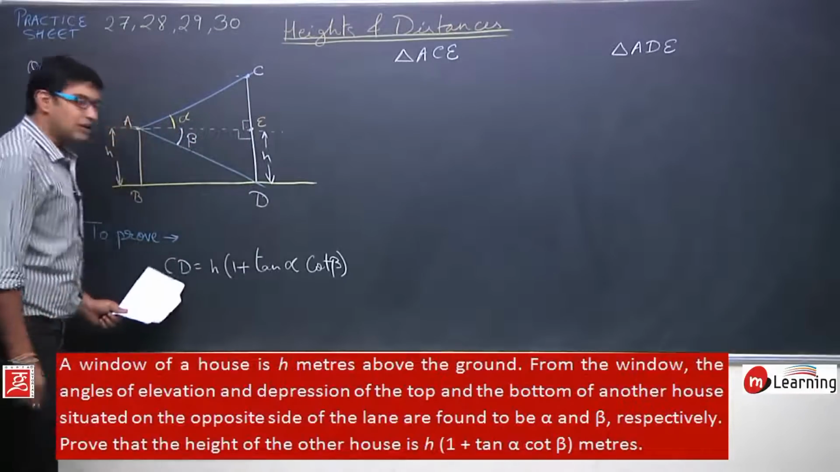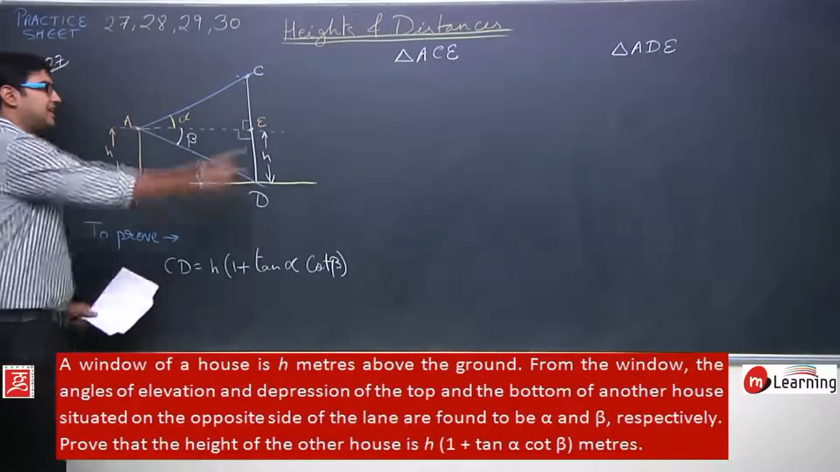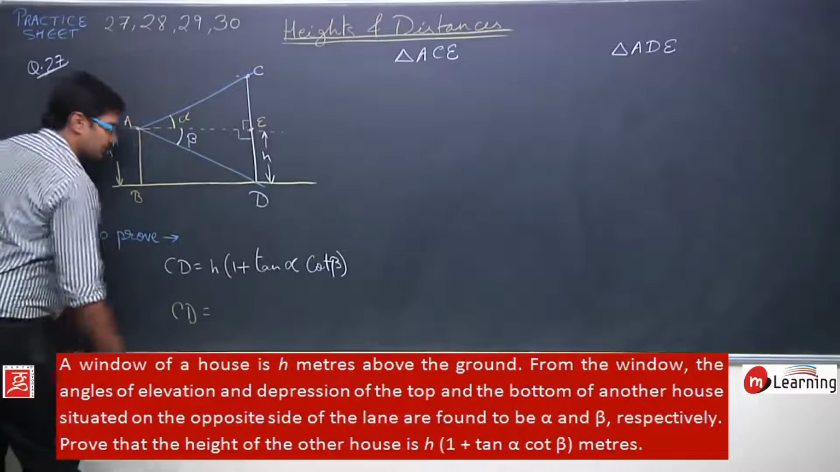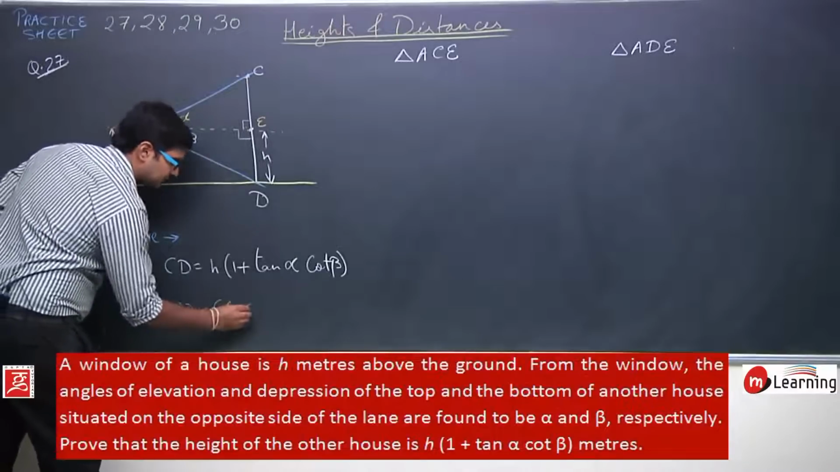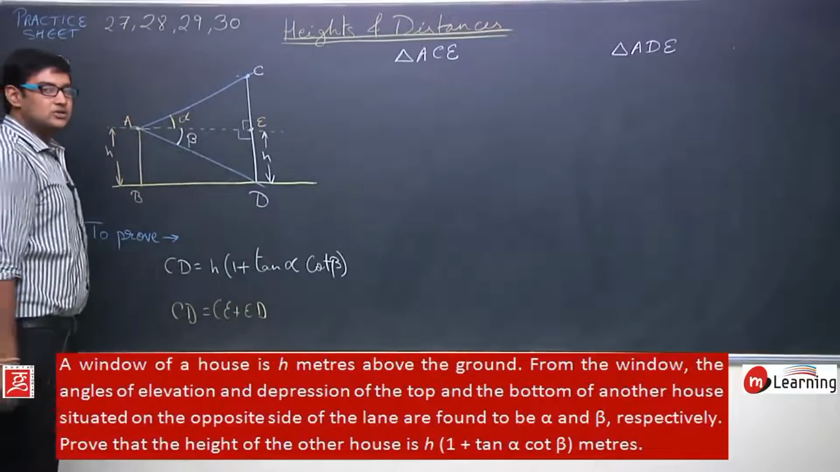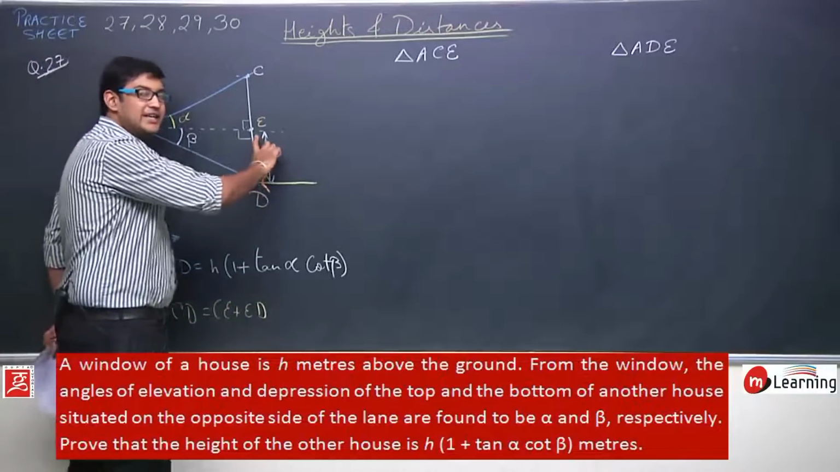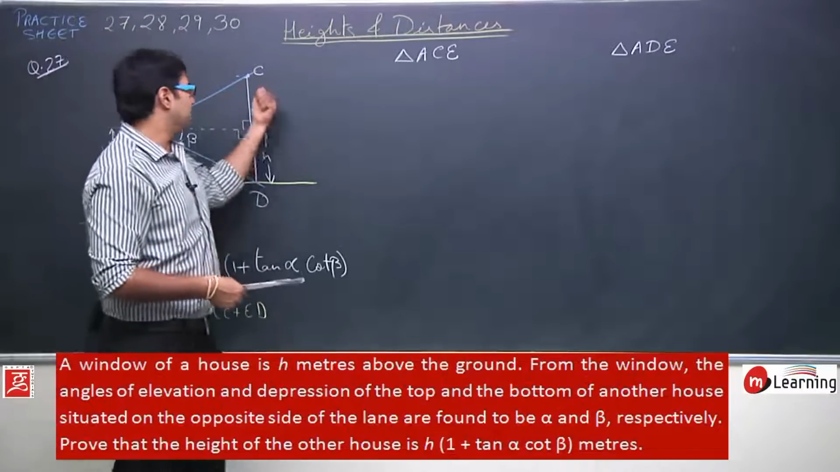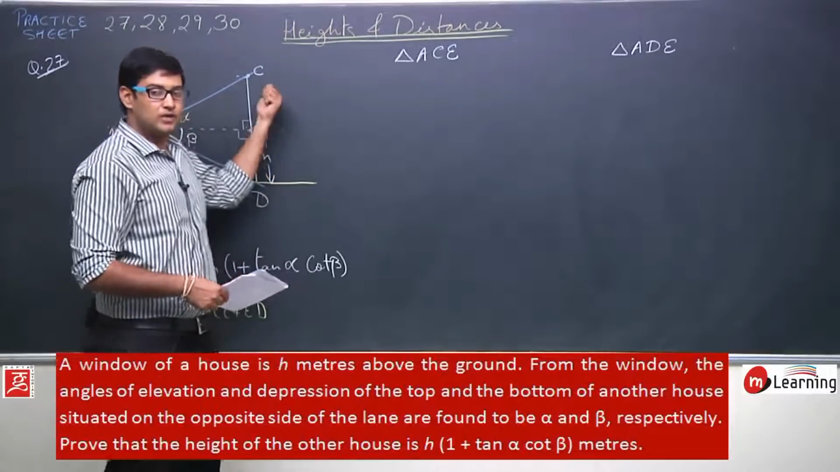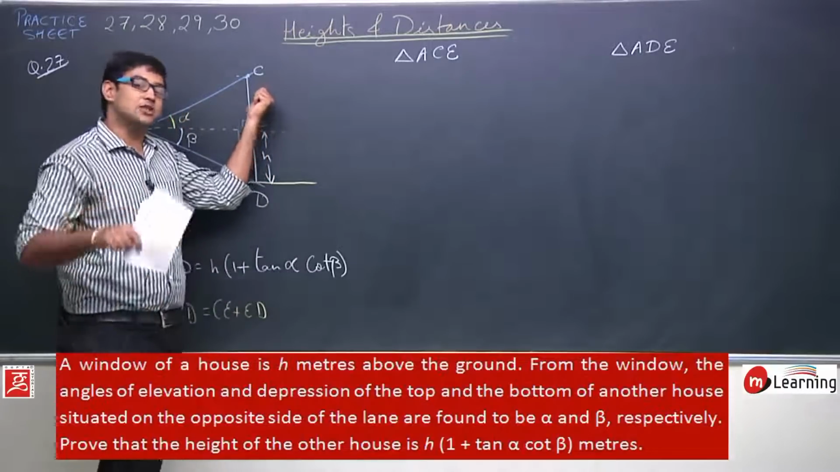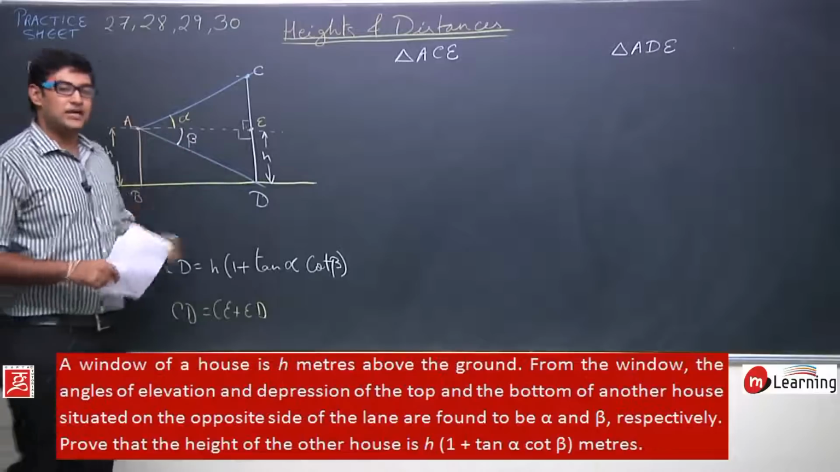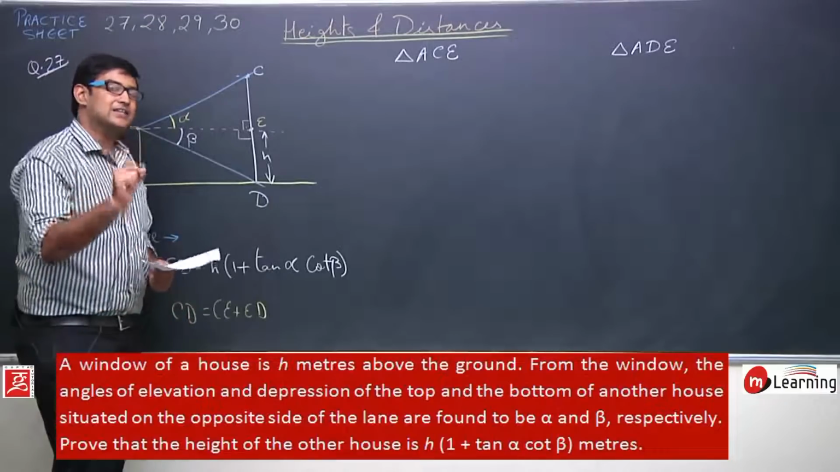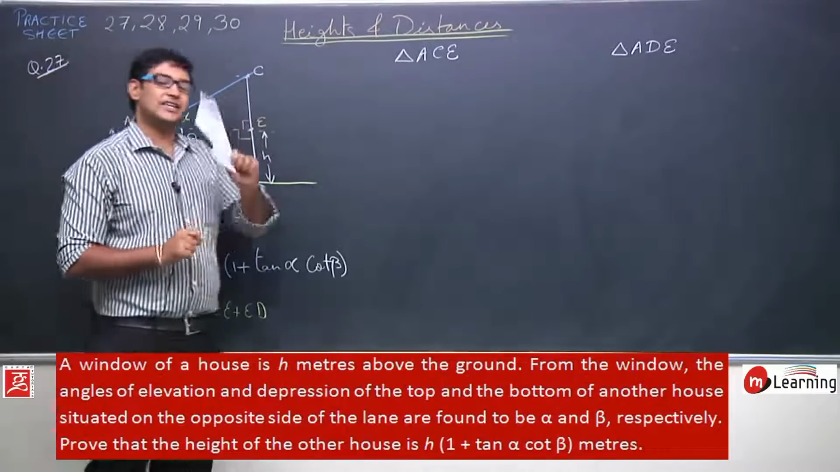Now to calculate the length of CD, I can see CD is basically equal to CE plus ED. So this ED is given in terms of H. If somehow I determine the value of this CE also in terms of H, alpha and beta, then I can very easily determine the value of CD. So my task is to determine the value of CE.